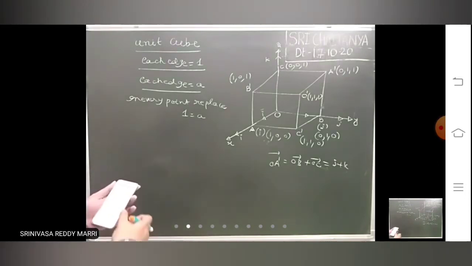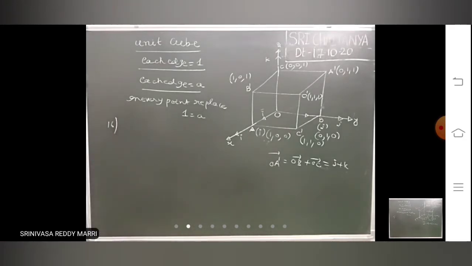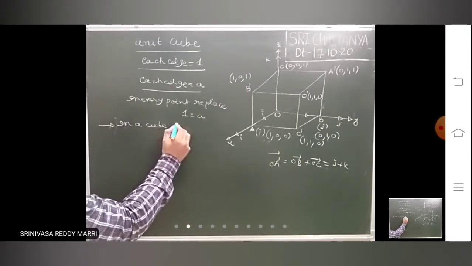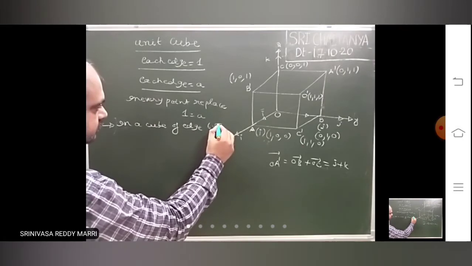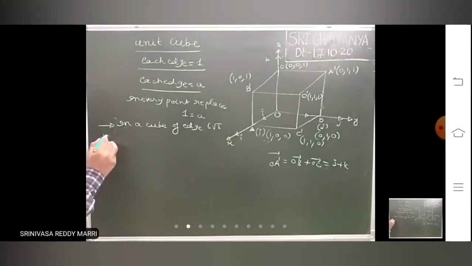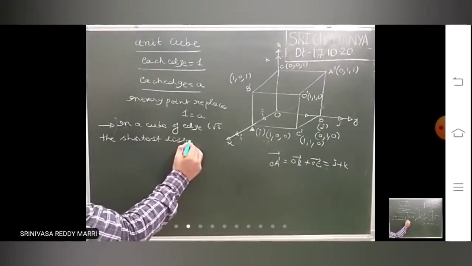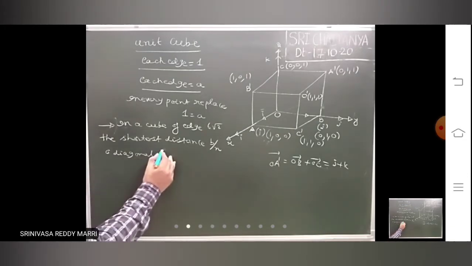Now look at our problem, the 16th. If you look at the problem, he is asking: in a cube of edge 6 root 2, the shortest distance between a diagonal and an edge not meeting it.